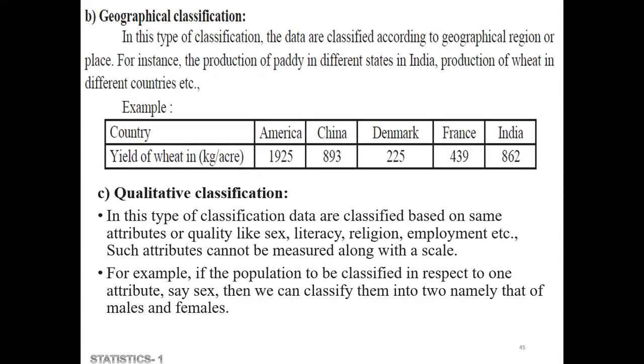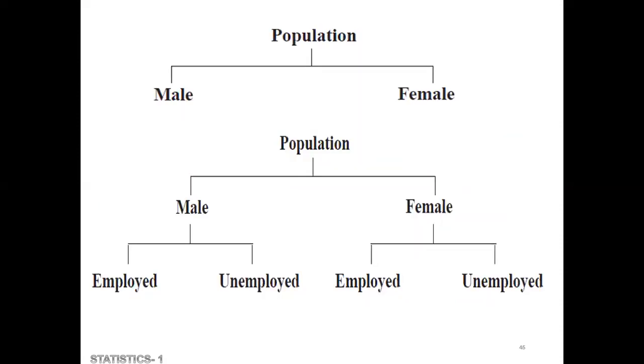Below that, you have the yield of wheat in kg per acre. So qualitative classification: in this type of classification, the data are classified based on some attribute or quality aspect like literacy, religion, employment, sex, intelligence. These attributes cannot be measured with a scale. For example, if the population is classified with respect to one attribute, say sex, then we can classify the population as male and female.